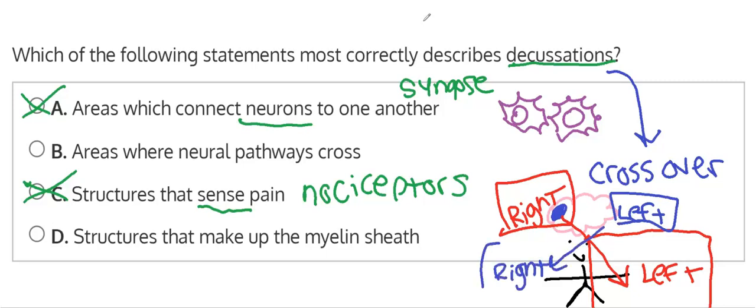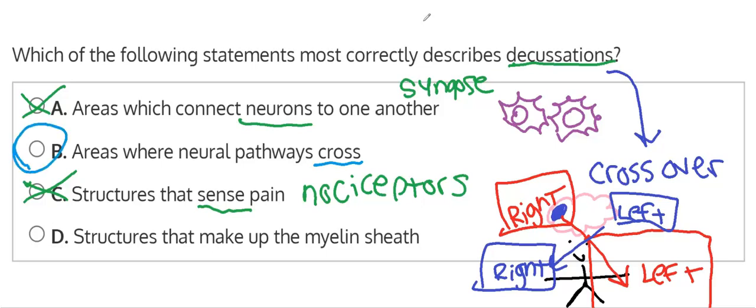And this concept of decussation, based on the 2 choices we have left, which one would match that? B, areas where neural pathways cross, which sounds like what we're describing, or option D, structures that make up the myelin sheath. Well, we didn't discuss anything about structures or the myelin sheath, so we know that option B would be the best option here.